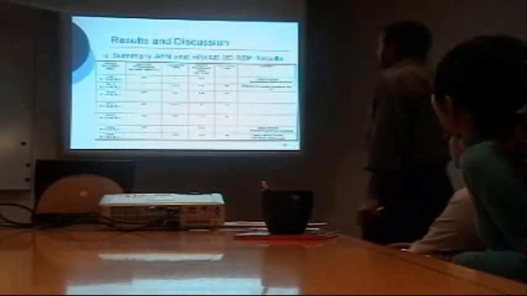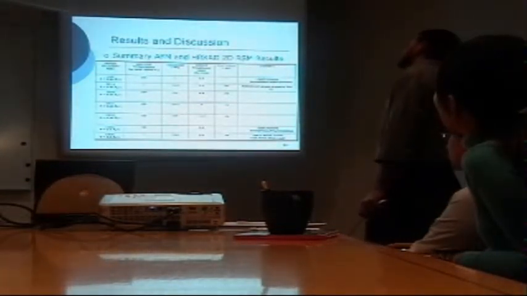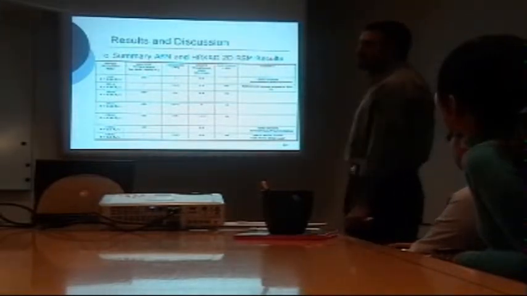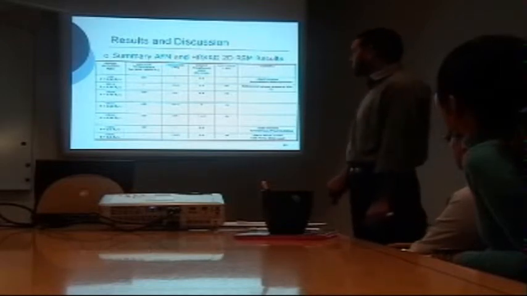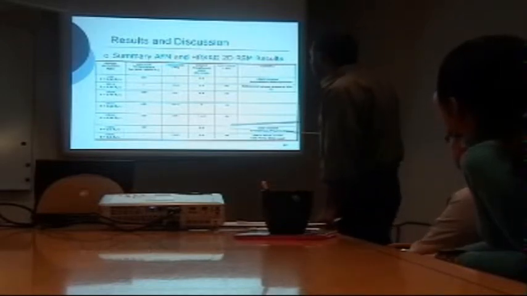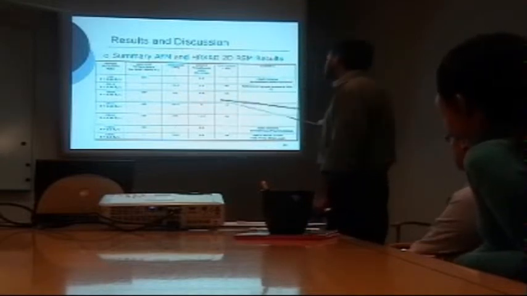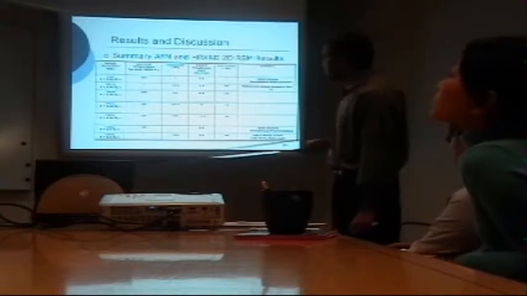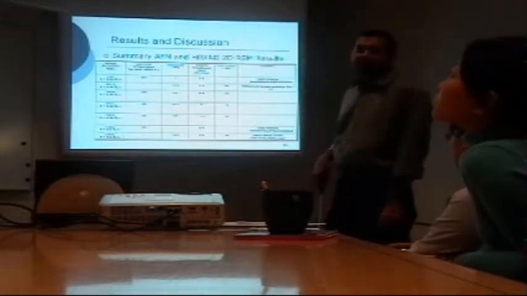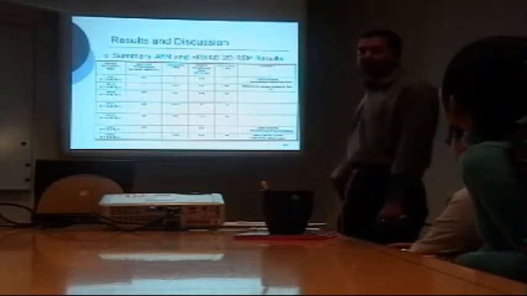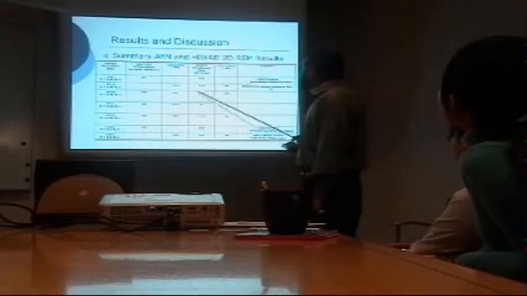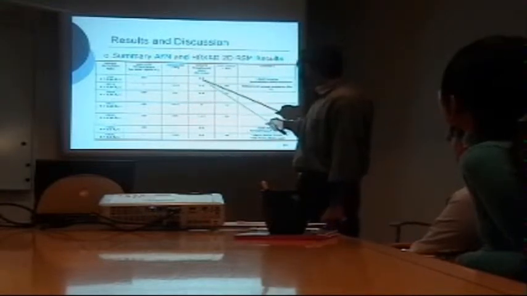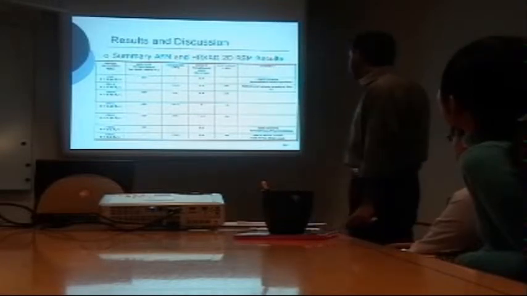So here is the summary of the AFM and XRD 2D reciprocal space map results. And we can clearly see all those samples which have a very low temperature growth step have quite high relaxation, but they also have very high surface roughness. And the samples V41A and V41B, in which we skipped that very low temperature growth step, have very low relaxation, but they have a low surface roughness.